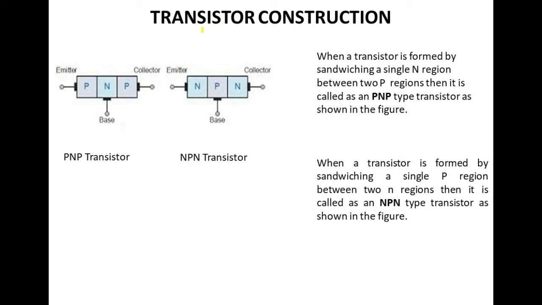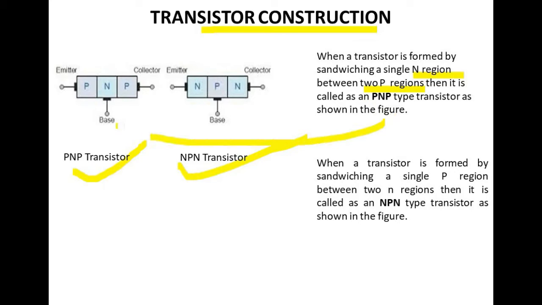Now come to the transistor construction. In this diagram we see that there are two transistors. One is a PNP transistor and the other one is the NPN transistor. When a transistor is formed by sandwiching a single N region between two P regions, then it is called a PNP type transistor, as shown in the figure. Here we see that a single N type region is sandwiched between two P type regions. That is why it is called a PNP transistor.